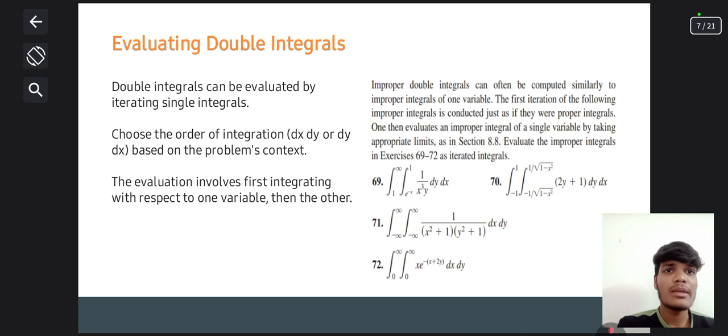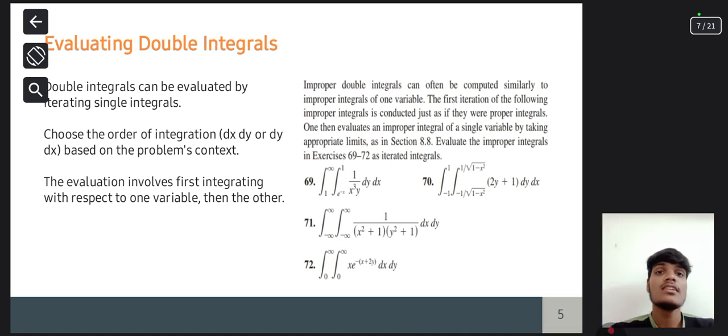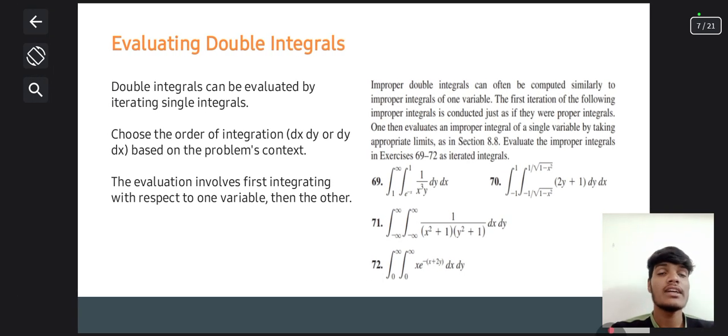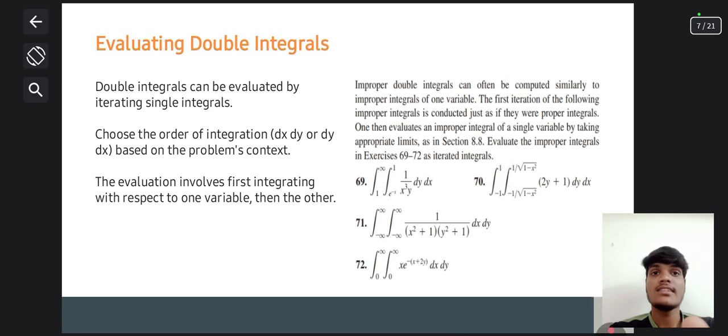Next, improper double integrals can often be computed similarly to improper integrals of one variable. The first iteration of the following improper integrals is conducted just as if they were proper integrals. One then evaluates an improper integral of a single variable by taking appropriate limits. As in section 8.8, evaluate improper integrals in exercises 69 to 75 as iterated integrals. The integrals in exercises 69 to 72 are improper integrals, so the evaluation process is different.